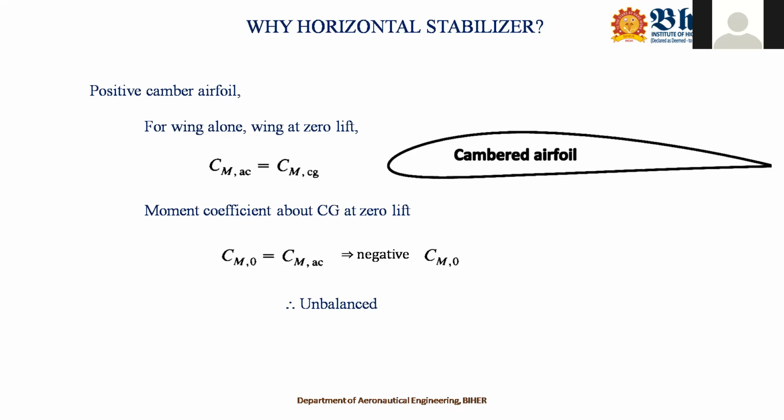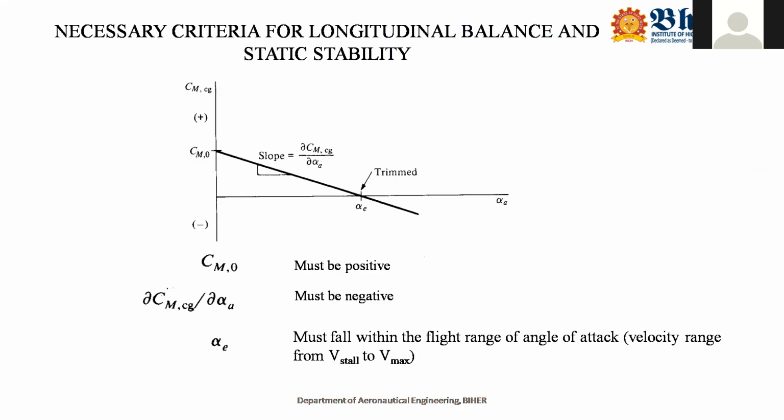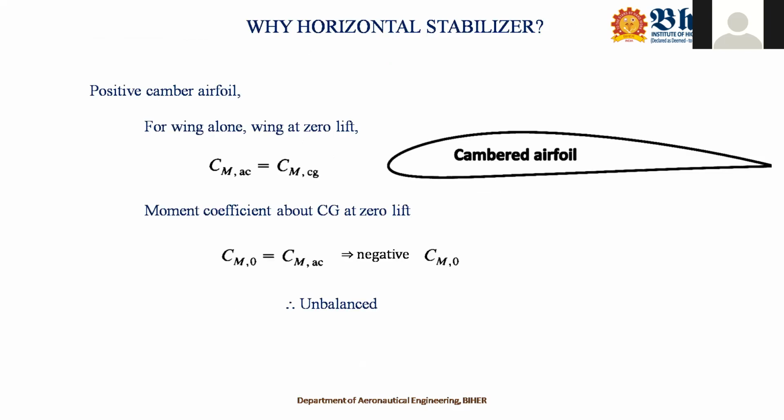So which means that Cm naught is equal to coefficient of moment about the aerodynamic center. So for a cambered airfoil, from the airfoil data, what we know, CmAc is negative. So when CmAc is negative, it is obvious Cm naught is also negative. How about when Cm naught is negative? What about your stability? Yes. So necessary condition is your Cm naught should be positive for a stable flight condition. So as far as your positive cambered airfoil is concerned, your Cm naught is negative.